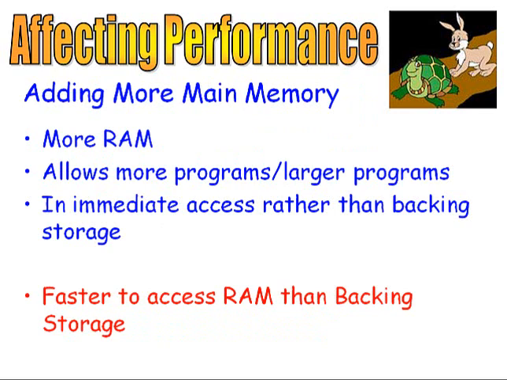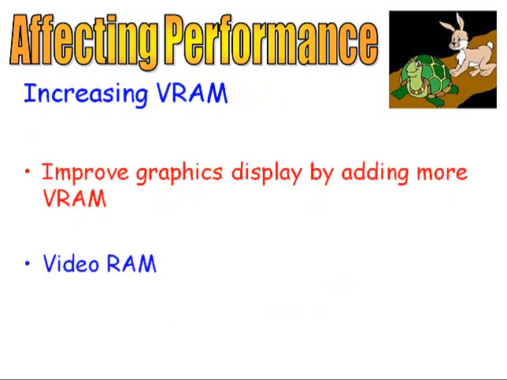More main memory, that gives you more RAM, so more immediate access. It means you can run more programs at the same time, because RAM's obviously what's used when programs are being executed. So if you've got more RAM, you can either have more programs open at the same time or larger, more complex programs open at the same time. VRAM, if you increase that, then the graphics display is improved.